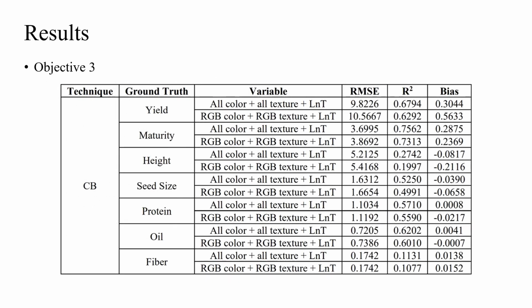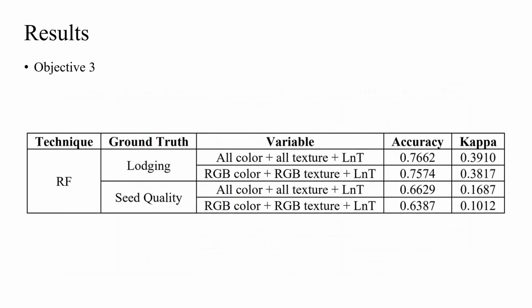For objective 3, this table shows the regression model comparison based on Cubist between 457 predictor variables and 41 RGB predictor variables for the quantitative soybean traits. Since in objective 2, the variable combination of color, texture, and time and location was identified as the best. And this table shows the classification model comparison based on random forests between 457 predictor variables and 41 RGB predictor variables for the qualitative soybean traits.